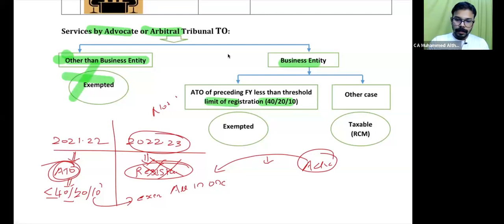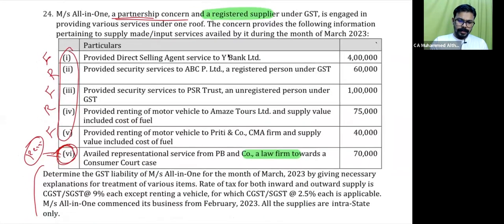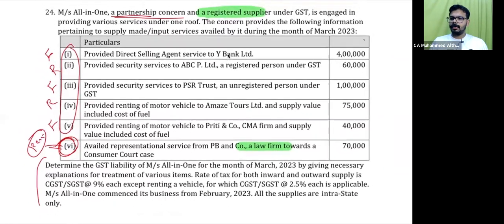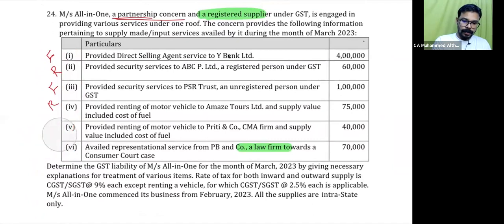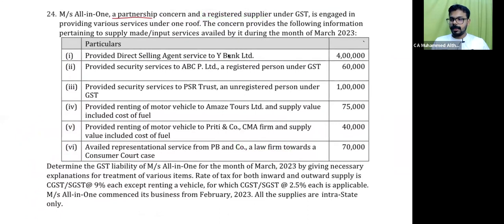Now here, did they say anything about the last year aggregate turnover? You tell me, buddies. I already told you this is exempted. Why exempted? The same point I've already explained. Last year aggregate turnover is less than the threshold limit, less than 40 lakh or 20 lakh or 10 lakh. But where do we find this? Very good. Somebody has noticed.